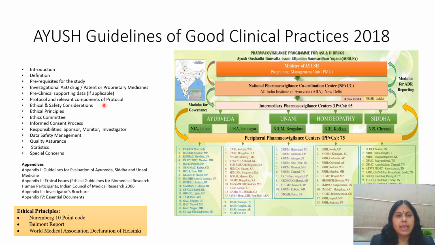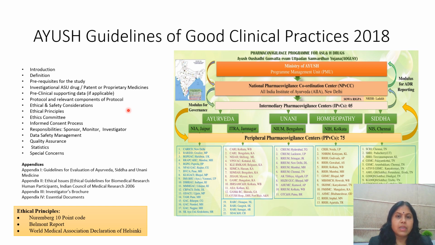Then investigational ASU drug, patent or proprietary medicines information, its botanical identity, or if it is in a combination, then each drug's quantity, quality as well as the doses, then its quality control parameters, storage, shelf life, everything needs to be mentioned. Then preclinical supporting data, which always plays an important role. If it is not available, or if it is available through the ancient text, then that can be provided.